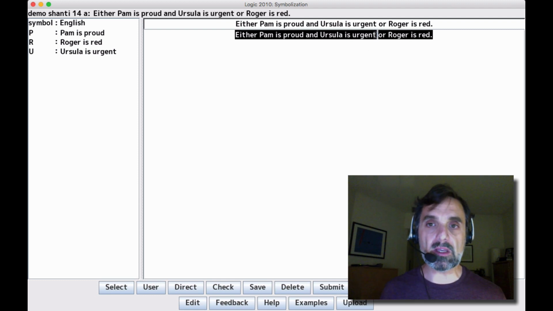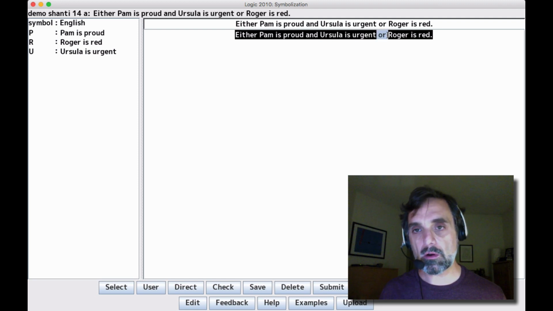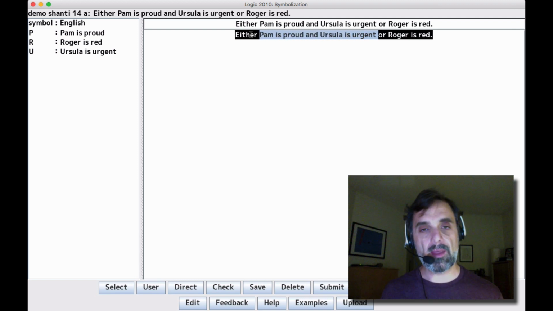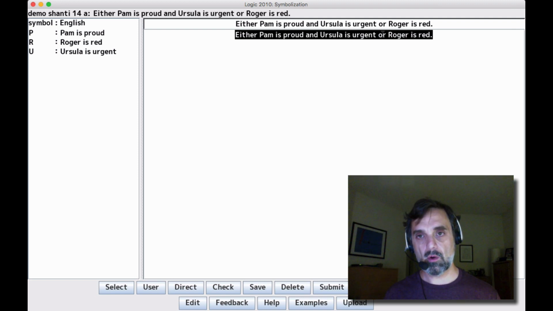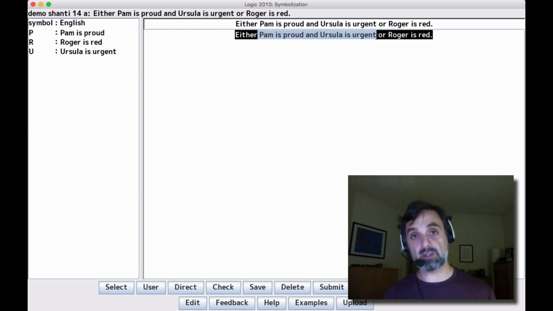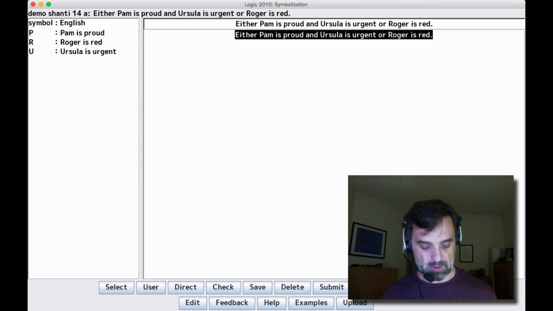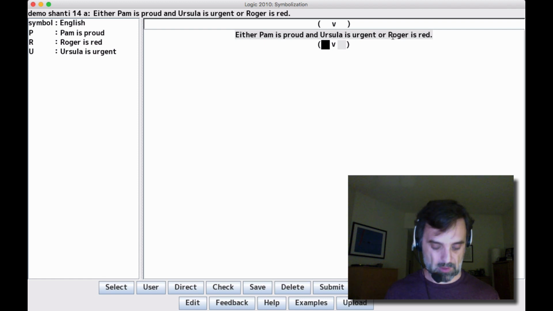Why? Well, because the or hooks up with the either, and the left disjunct is whatever comes between the either and the or. So either is here, or is there, so this whole thing has to be the left disjunct because it's what comes between the either and the or. And that leaves the rest of it to be the other disjunct. So this is a disjunction, so it'll be or.